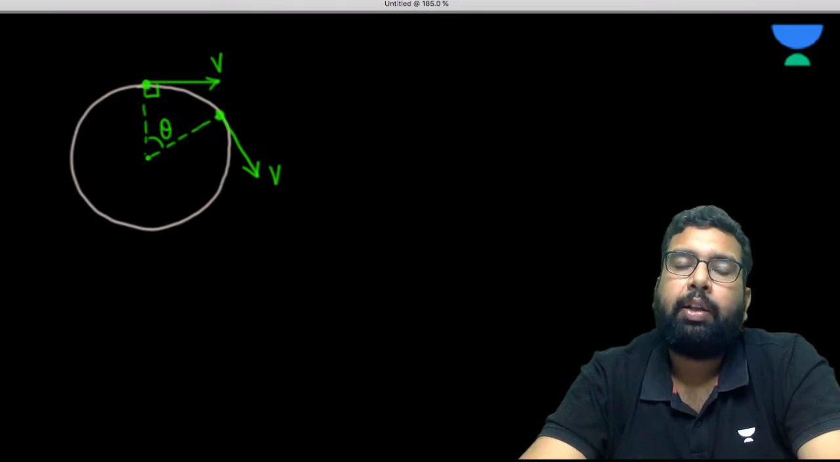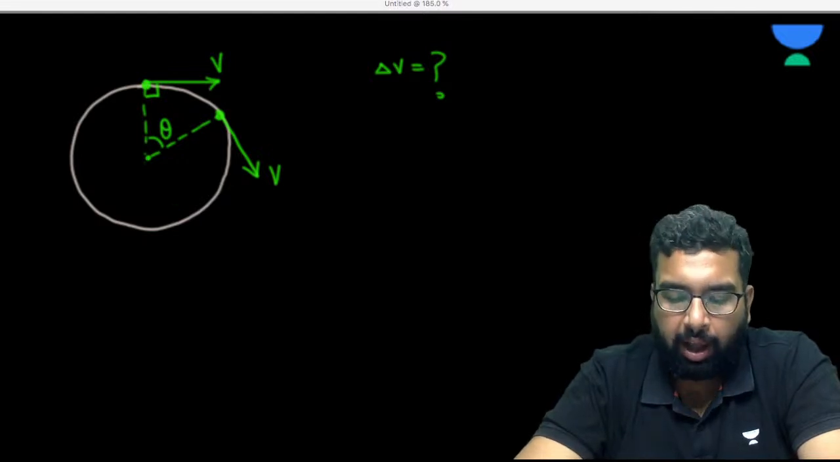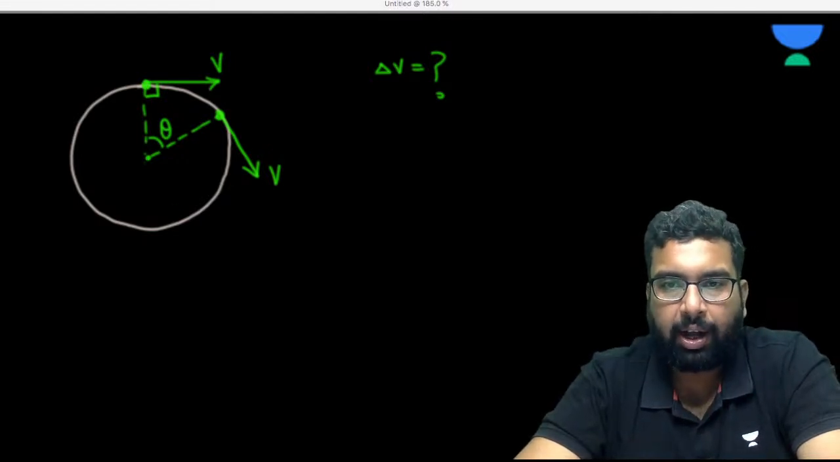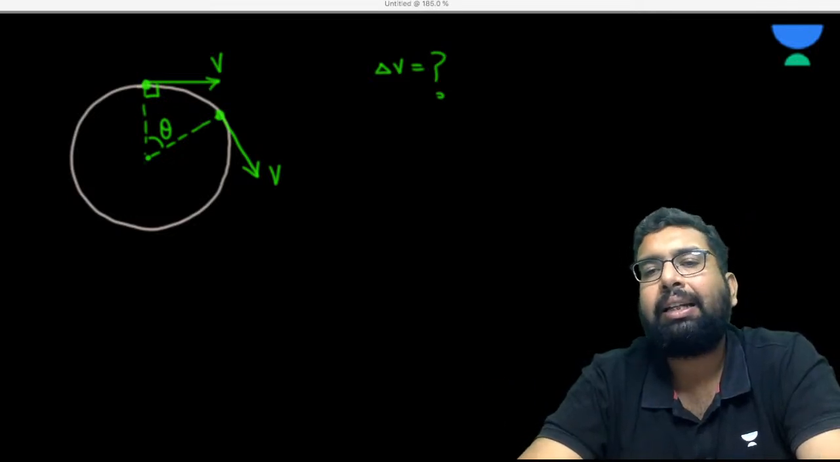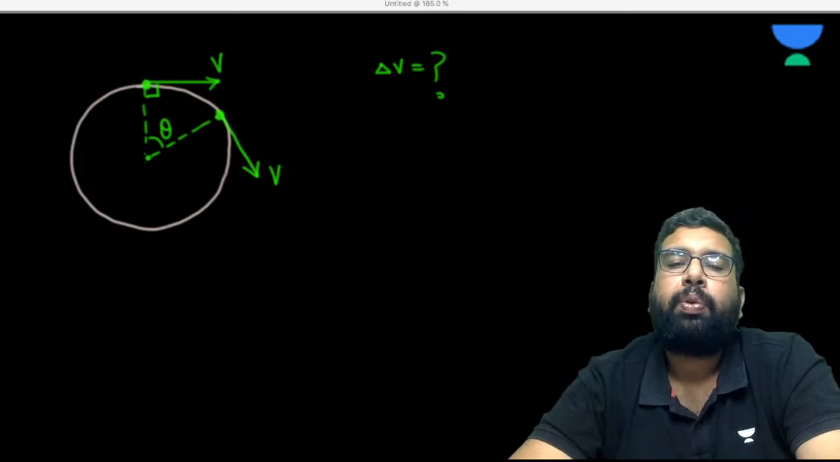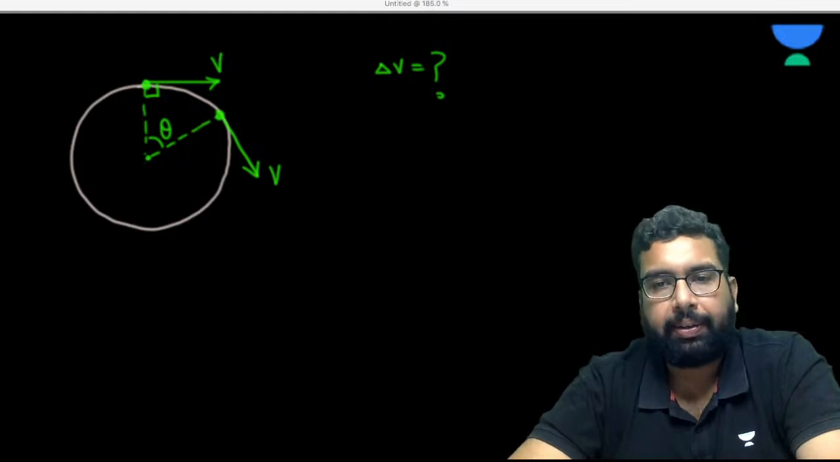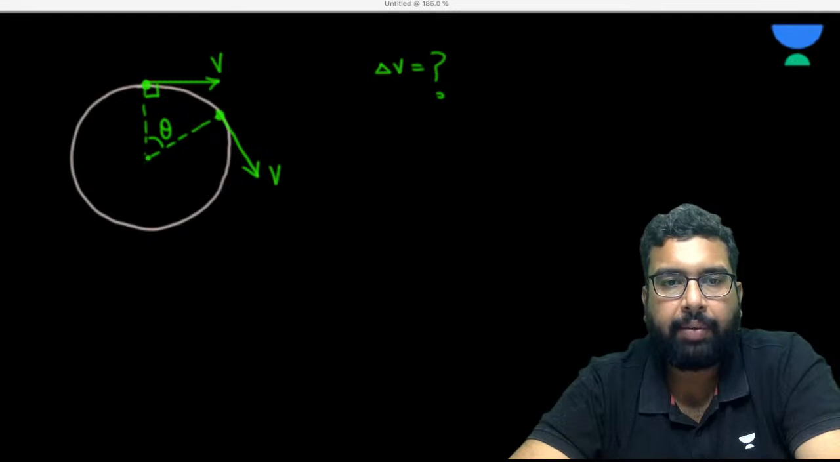Now, can you make one formula for me for change in velocity? I want your formula in terms of V and theta. I don't want to see anything else other than V and theta. Can you find me a formula between these two so that we can use it further? Just the magnitude of the resultant. Can you please try it?